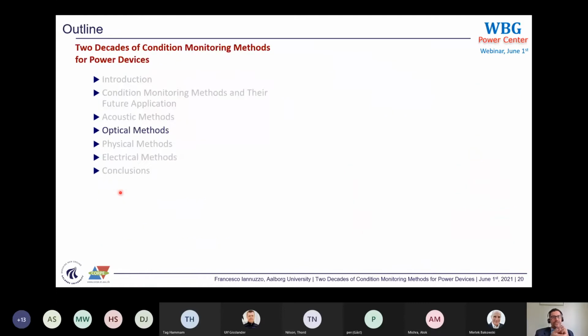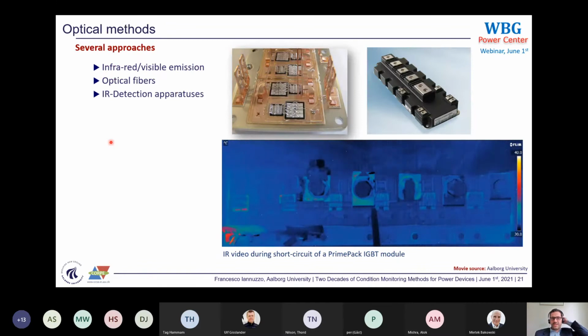This was about acoustic methods, which are very promising. And now let's move to a little bit more established method, for example, optical methods. So I would say optical methods can be classified into infrared or visible light emission, optical fibers, and infrared detection apparatuses. Again, a video for you here.